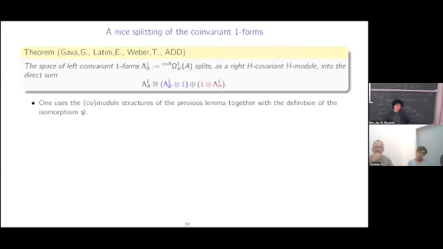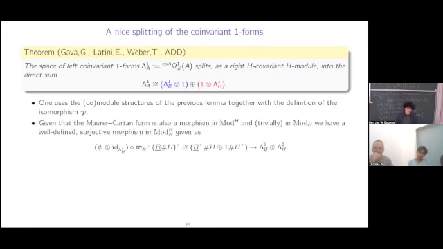Okay, to prove this, one uses the comodular structure of the previous lemma together with the definition of the isomorphism psi that we constructed before. And moreover, now given that the Maurer-Cartan form was also proven to be a morphism of right H-comodules and also in particular trivially of right H-modules, we have a well-defined surjective morphism in the category of right H-covariant right H-modules given as follows. If you want, you can think about the Maurer-Cartan form as this assignation for the case of the smash product calculus.